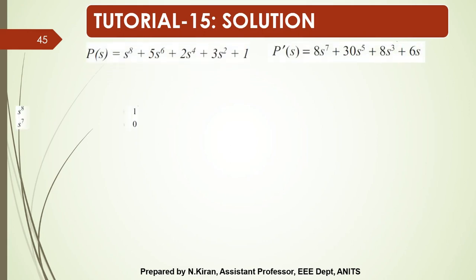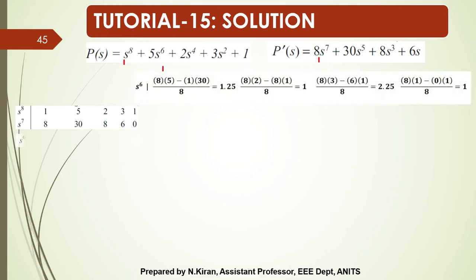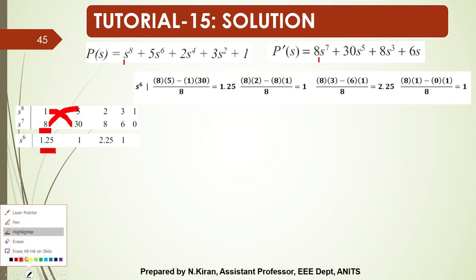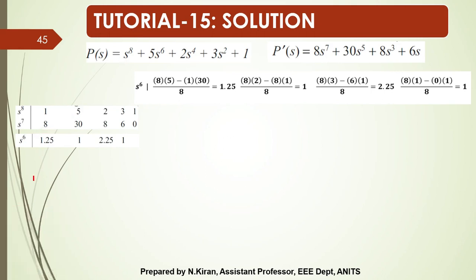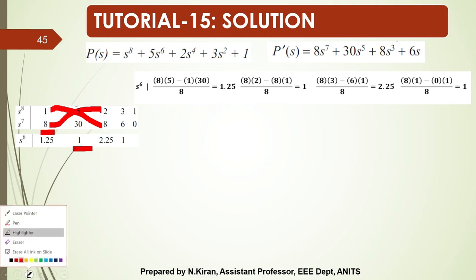So writing the first two rows corresponding to the Routh table, which is S bar 8 and S bar 7. Using the formula now, you write S bar 6. Here I will get 8 into 5 minus 30 into 1 divided by 8, which will give me 1.25, the first element in the S bar 6 row. The second element, 8 into 2 minus 8 into 1 divided by 8, will give me the second element of the row S bar 6, which is 1.